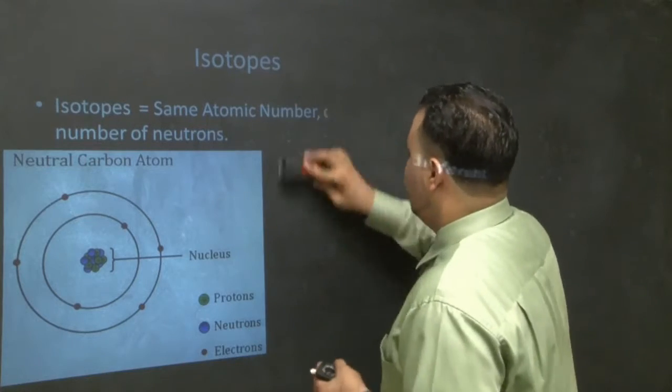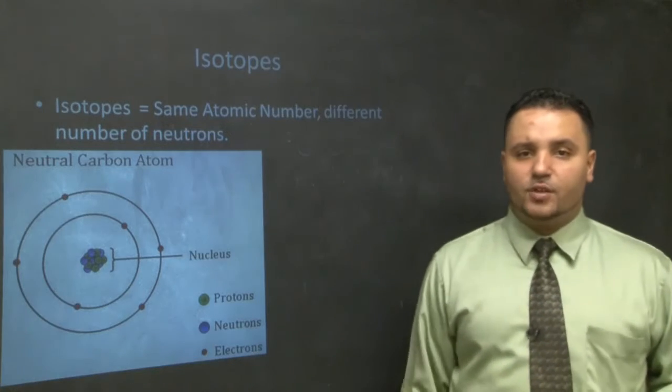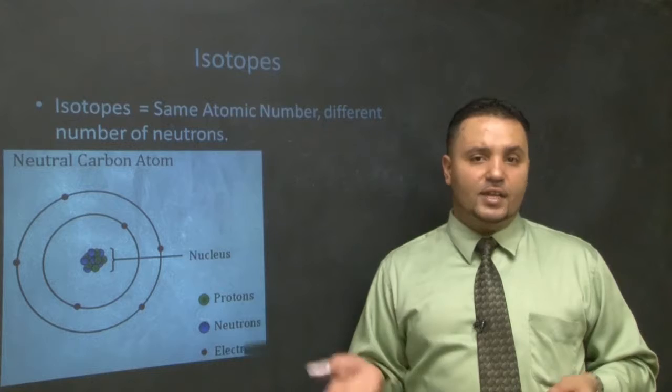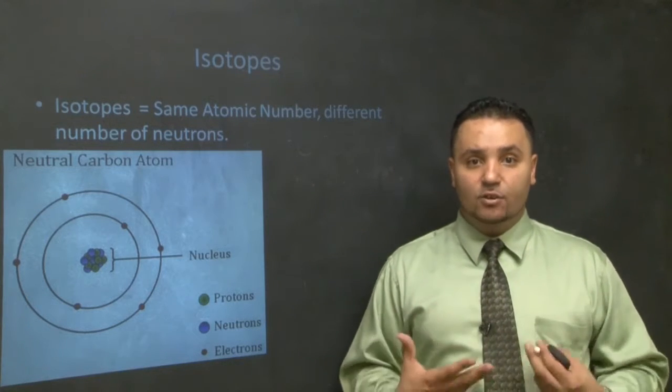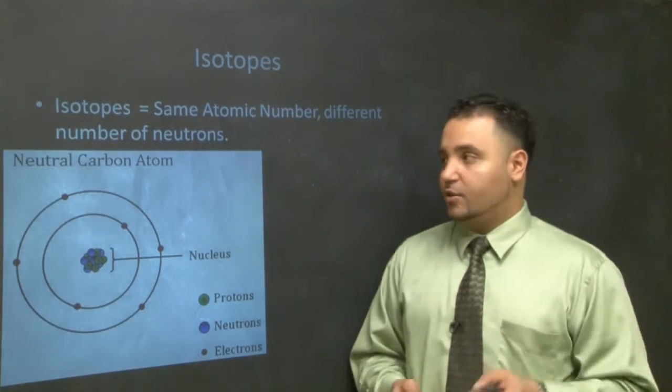The other thing is they have a different number of neutrons, so that's why they're heavier. They don't have a different number of protons. As you saw in those carbons, they all had 6 protons, but carbon-12 had 6 neutrons, carbon-13 had 7 neutrons, and carbon-14 had 8 neutrons, which made it unstable and radioactive, which we'll get to in another chapter.